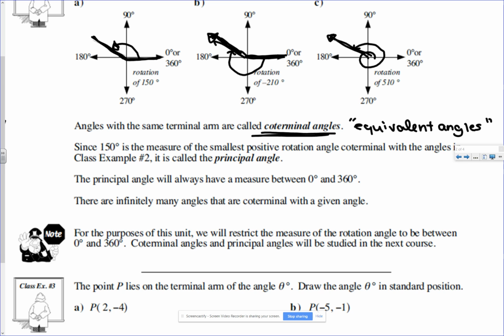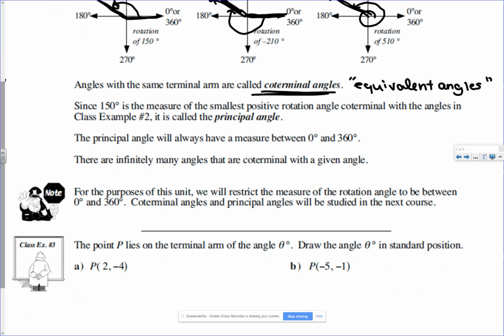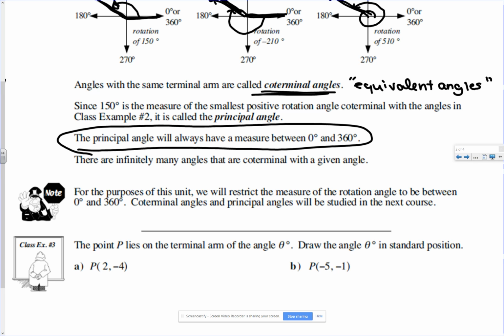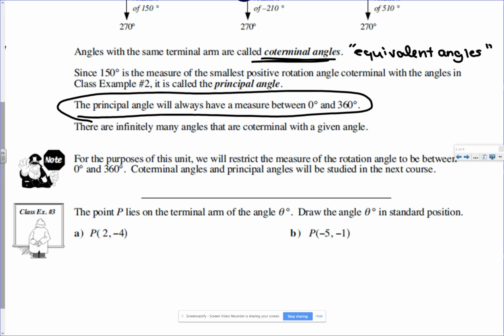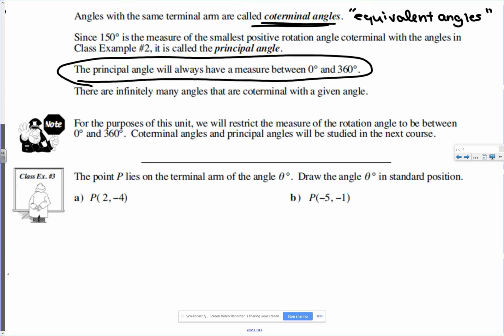And the one that has the smallest positive is called the principal angle. The principal angle has to be less than 1 full rotation, so it can't be anything more than 360 degrees. And there are tons of coterminal angles, it's not like there's only 3. You could go a positive full rotation, and then another full rotation. You could go more than 1 negative full rotation to get to it, but that's how that one works out. So coterminal angles are just angles that look the same but use different values to get there.